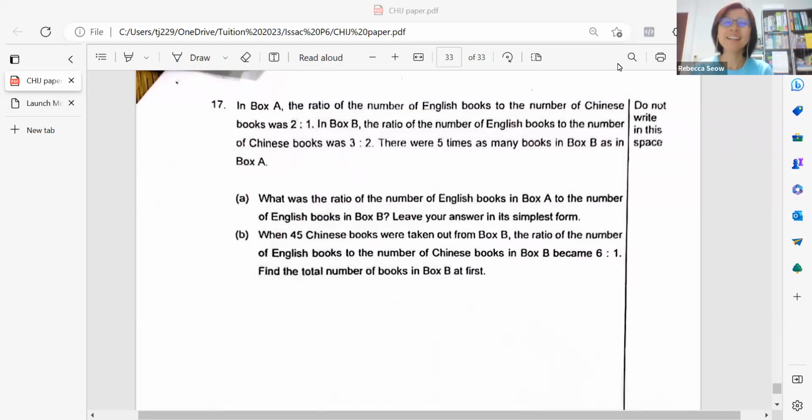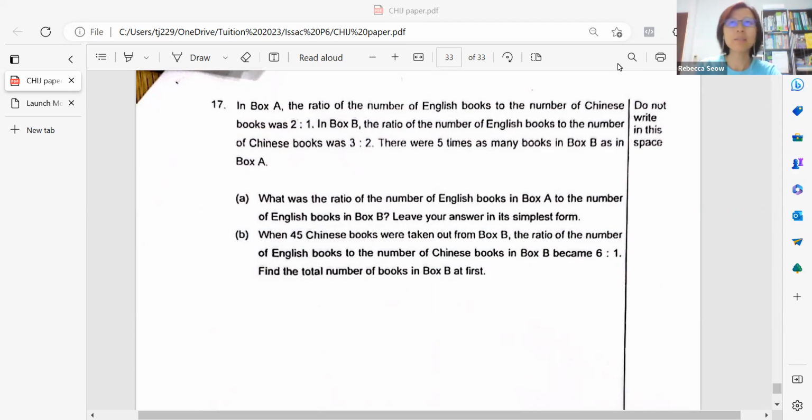Hi. This question is taken from CHIJ St. Nicholas Girls School, 2022 Mid-Year Assessment, question 17. And it says, in box A, the ratio of the number of English books to the number of Chinese books was 2:1. In box B, the ratio of the number of English books to the number of Chinese books was 3:2.